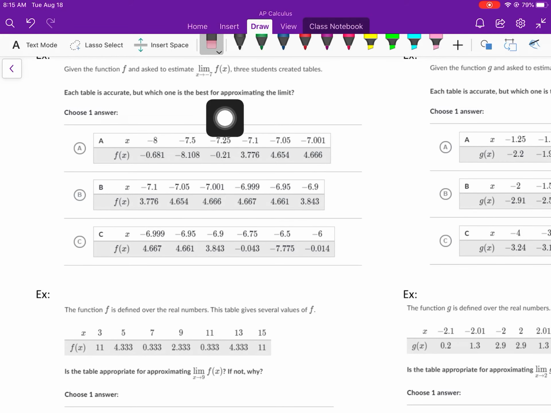So we want to see, each table is accurate, but which one's the best for approximating the limit? We want the limit as x approaches -7. So what we should do is start by finding where -7 would be located. Here's -8, and you see this is going -7.5, then -8. So the next thing would be like -8.5 or -9, a greater negative number. So what about over here? -7.1, -7.05, -7.001. So -7 would probably be located right here. The problem here is not that the numbers aren't getting really close to -7, as they should. But what about the limit from the right? We don't have that limit from the right. So this one's going to be out.